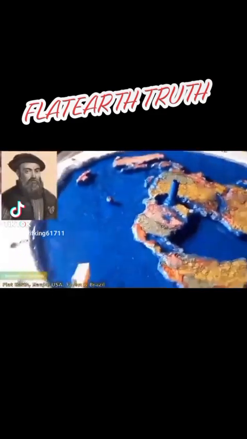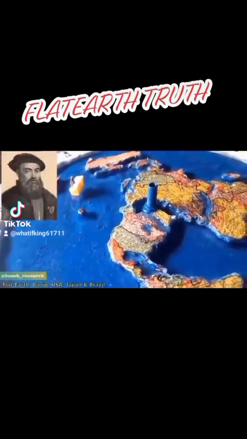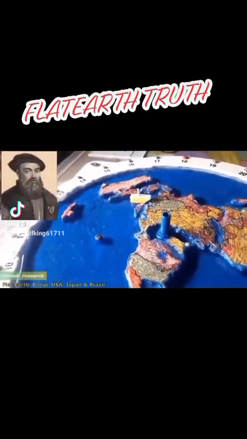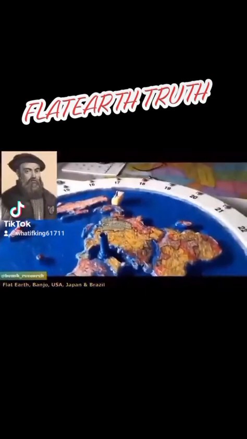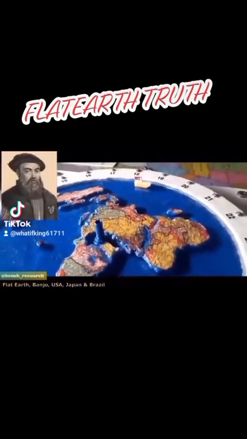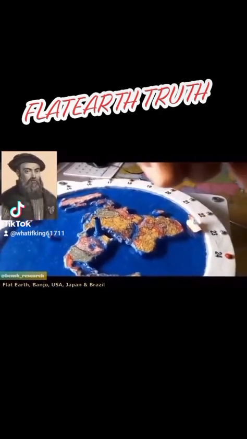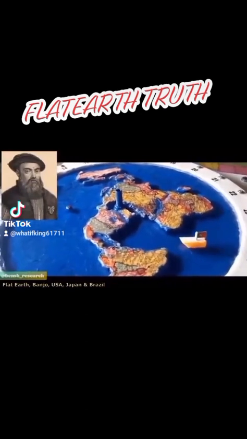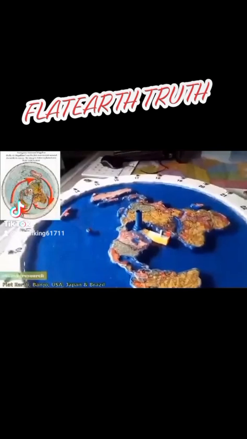From here, it sailed all the way to the Philippines, and that's when he died. Then he went through these islands here, and then he sailed around Africa, Cape of Good Hope, and went back to Europe. That's how he went around the world. Easily explained on the flat Earth.